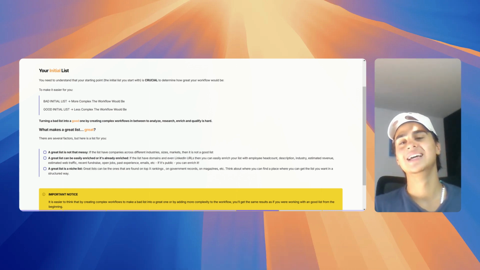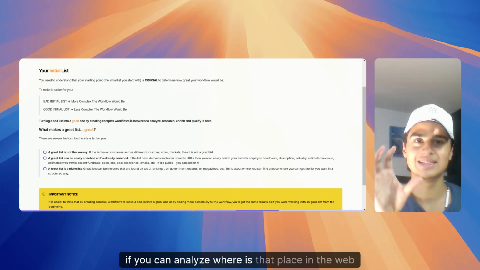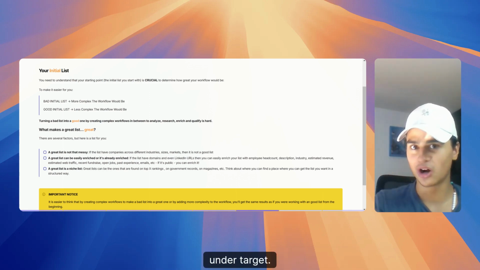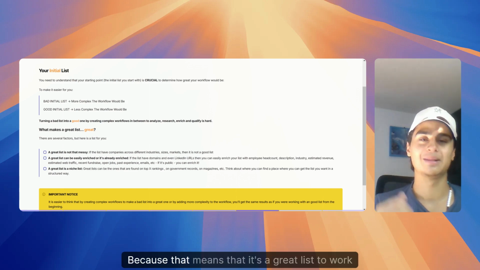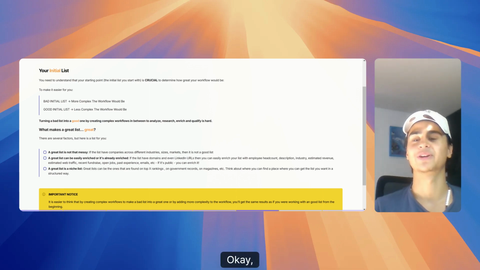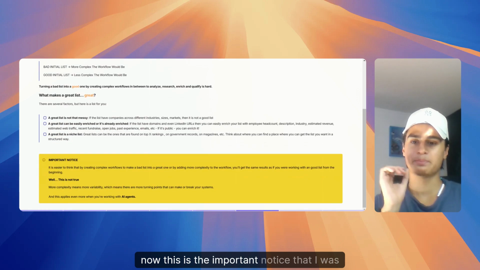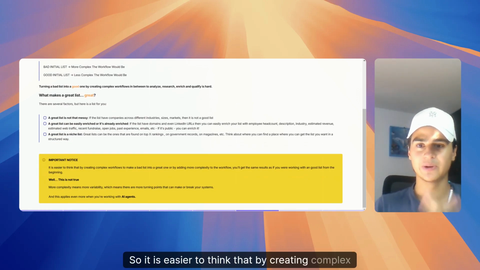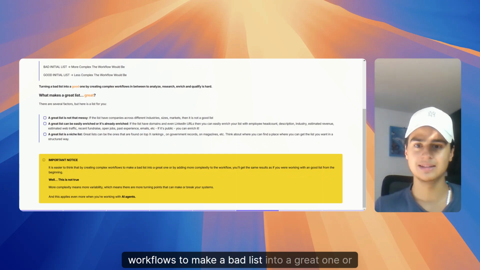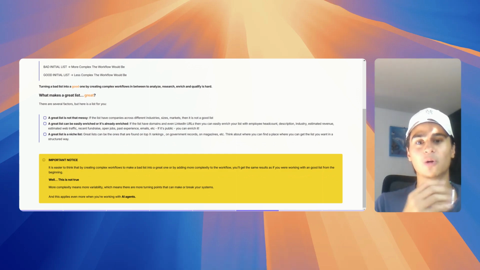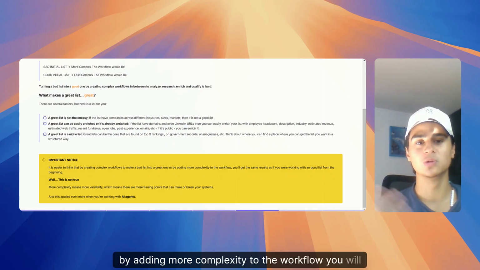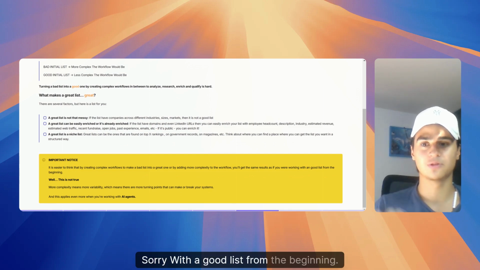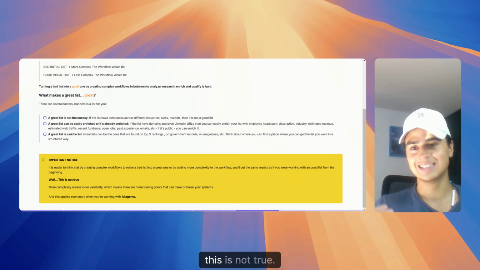So all those things, if you can analyze where is that place on the web where you can get a list of companies that are on target, great, because that means that is a great list to work on. Okay. Now, this is the important notice that I was talking about before. It is easier to think that by creating complex workflows to make a bad list into a great one, or by adding more complexity to the workflow, you will get the same results as if you were working with a good list from the beginning. Well, this is not true.